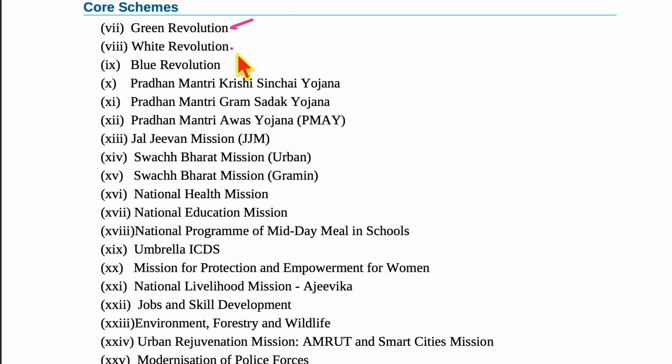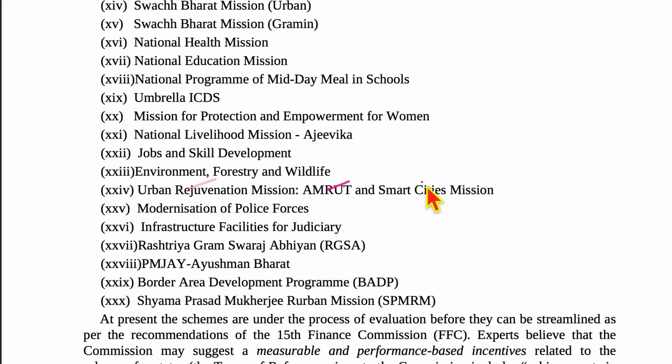Now, core schemes are Green Revolution, White Revolution, Blue Revolution, Pradhan Mantri Krishi Sinchai Yojana, Gram Sadak Yojana, Awas Yojana, Jal Jeevan Mission, Swachh Bharat Mission Urban and Gramin, National Health Mission, National Education Mission, National Program for Midday Meal in Schools, Umbrella ICDS, Mission for Protection and Empowerment of Women, National Livelihood Mission, Ajivika, Jobs and Skill Development, Environment, Forestry and Wildlife, Urban Rejuvenation, that is Amrut and Smart City Mission, Modernization of Police Force, Infrastructure Facilities for Judiciary, Rashtriya Gram Swaraj Abhiyan, PMJAY Ayushman Bharat, Border Area Development Program, Shyama Prasad Mukherjee Urban Scheme.